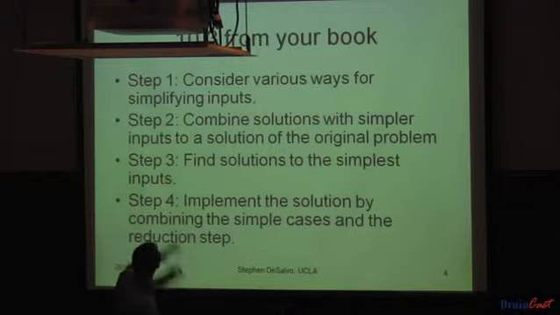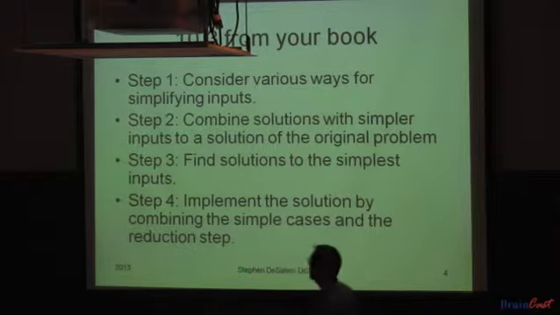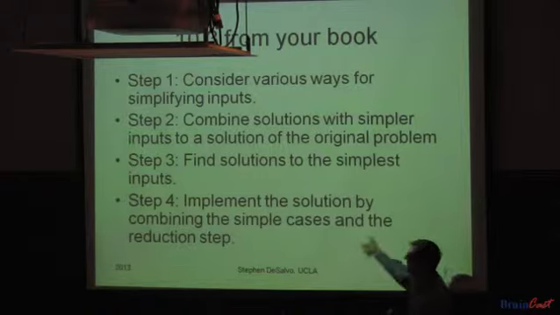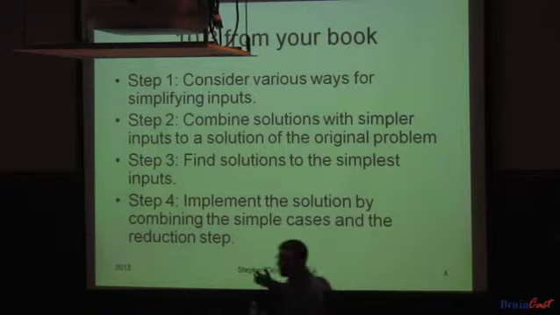So find solutions to the simplest inputs. That's like your f of 0 is 0, f of 1 is 1. And then step 4 is implement the solution by combining the simple cases and the reduction step. So 4 is just simply saying, just put it all together into one cohesive unit. Call the function again recursively on smaller inputs if that's appropriate, or return the base case values when the inputs get small enough.